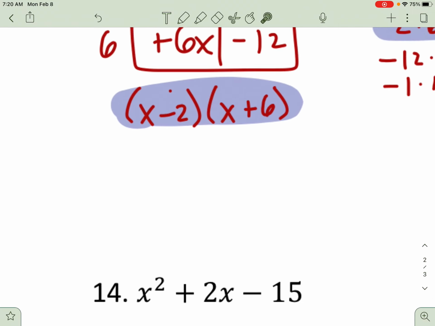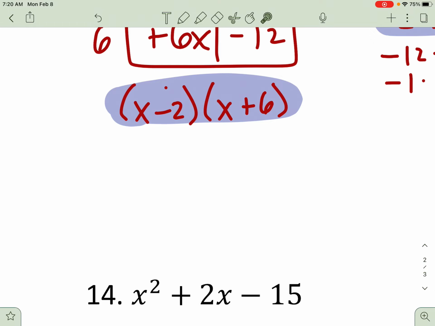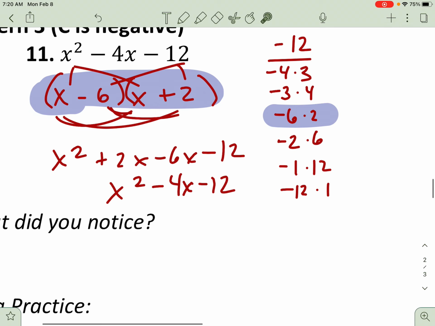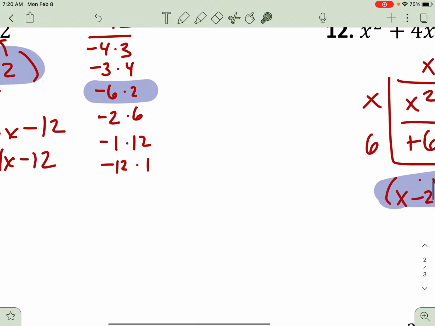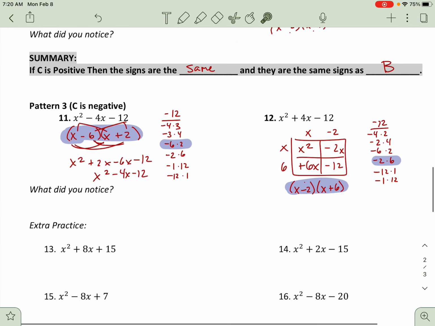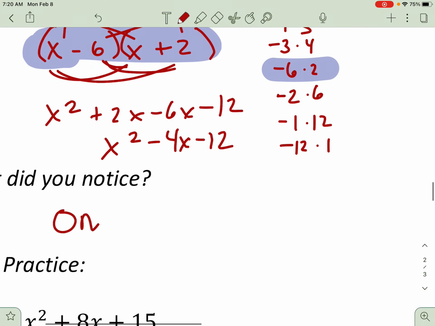Okay. All right, so what do we notice when C is negative? So this had a negative 12, that's a negative 12. Well, what you should have hopefully noticed is that when C is negative, you have two separate signs inside the parentheses. You have one positive, one negative. So if C is negative, your factors have to be one positive, one negative.